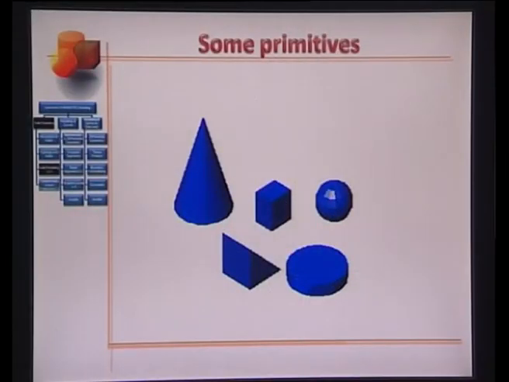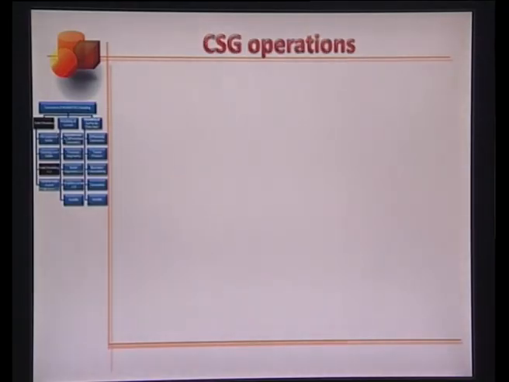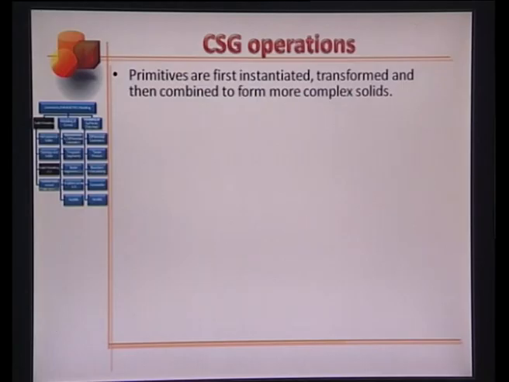These are some examples of basic or analytical primitives. We see a cone, a block, a sphere, a wedge, a cylinder, and there could be others. Let's talk about constructive solid geometry operations. Step 1. Primitives are first instantiated, which means copied, and then transformed, and then combined to form more complex solids.